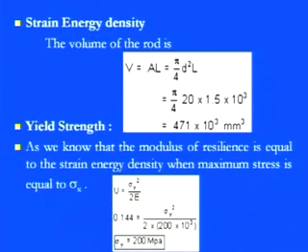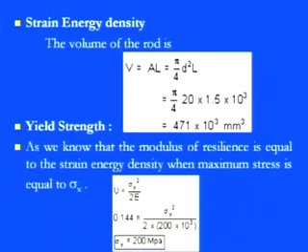So for strain energy density, on that basis, the volume of the rod is V, which is A into L, or we can say pi by 4 d square L. We know that the diameter and the length are given already. So by keeping those values, we have pi by 4 into 20 into 1.5 into 10 to the power 3, because it is in meters. After converting, we have 471 into 1000 millimeter cube.